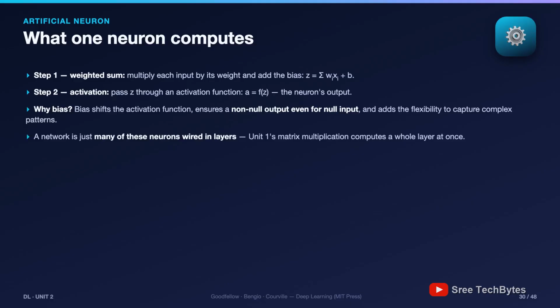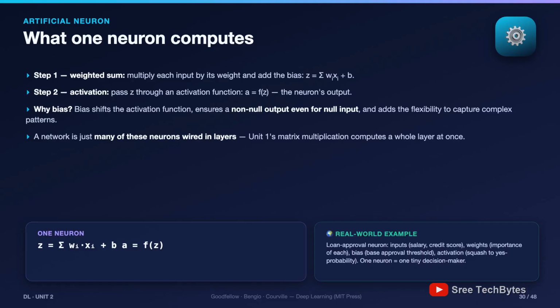A homely example: a loan approval neuron. Inputs: salary and credit score. Weights: how much each matters. Bias: the base approval threshold. Activation: squash it into a yes probability. One neuron, one tiny decision maker. And the unit 1 callback: the whole layer of these neurons computes W times X plus B, one matrix multiplication. That's why GPUs rule this field.